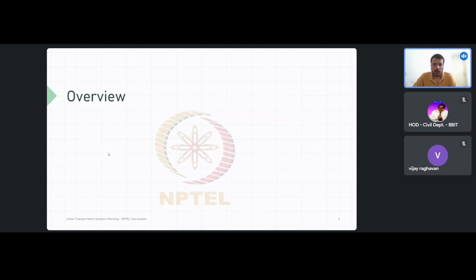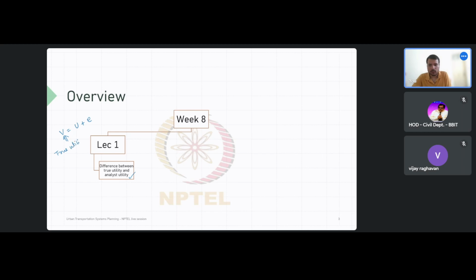Starting with the overview for week 8, there were 5 lectures. The first lecture was about the difference between the true utility function and the function which is defined by the analyst. As we know, utility function is defined as U = V + e. U is the true utility function, V is what the analyst defines, and e will be the error term. Depending upon our model, we can choose a distribution for the error term.